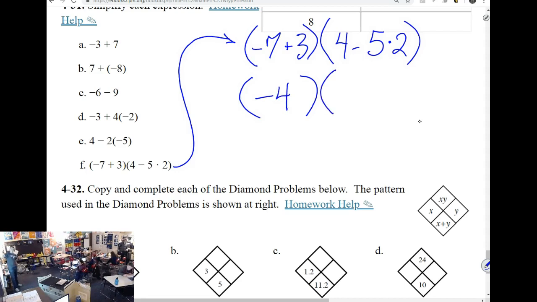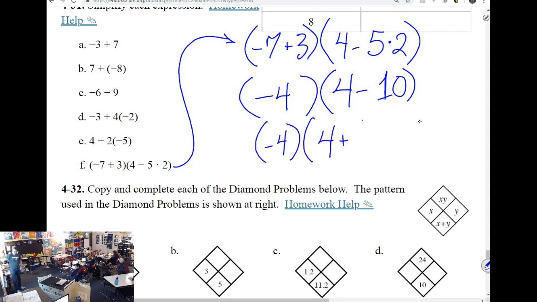Then this multiplication inside this parenthesis has to happen first, because inside the parentheses we still have to follow order of operations. What's 5 times 2? 10. Yeah, be careful, 10. Then we don't like subtraction. Are you copying this down? Because you're going to want this on your paper. I'm going to change my subtraction to plus a negative because we just don't like subtraction. So go ahead and catch up with me.